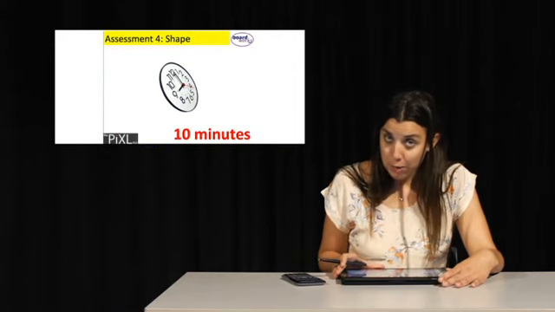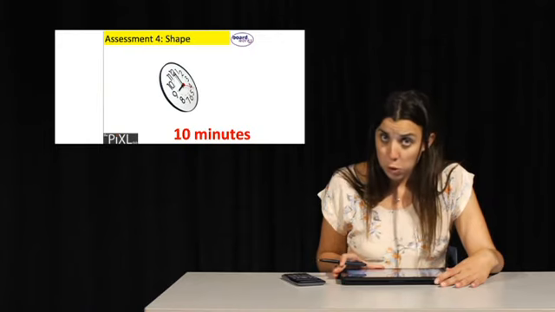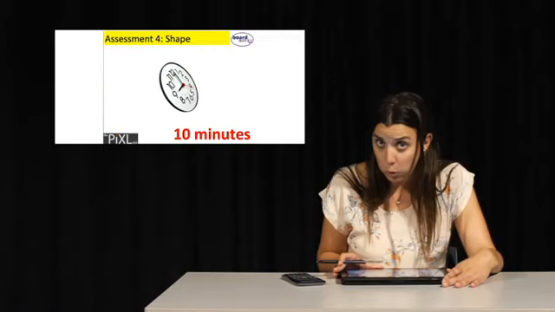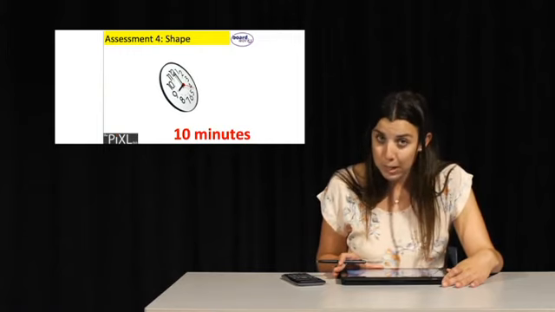So now it's time for you to take a further assessment on shape, which will be covering the vectors, the sine and cosine rule, and the area of the triangle. Press pause, you have 10 minutes, good luck.